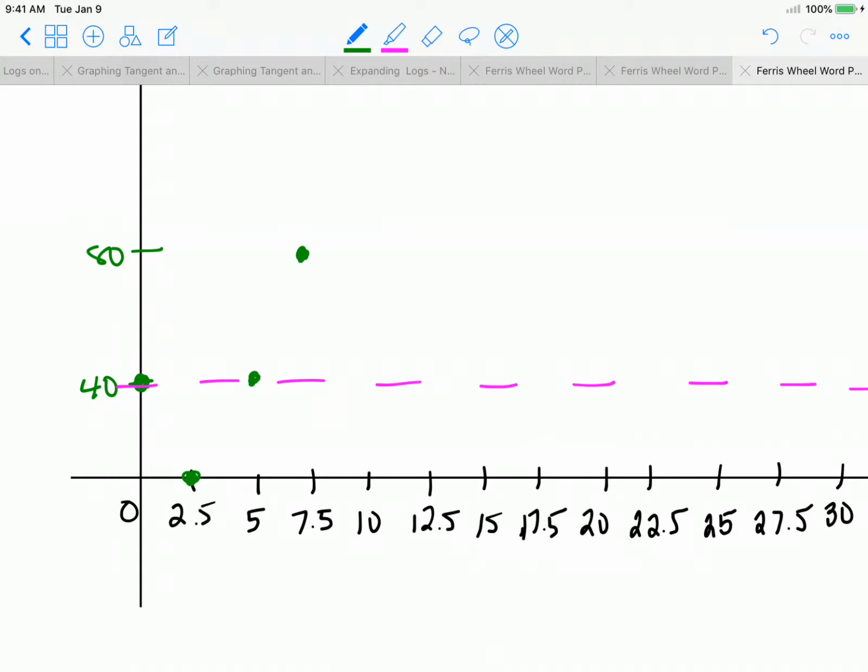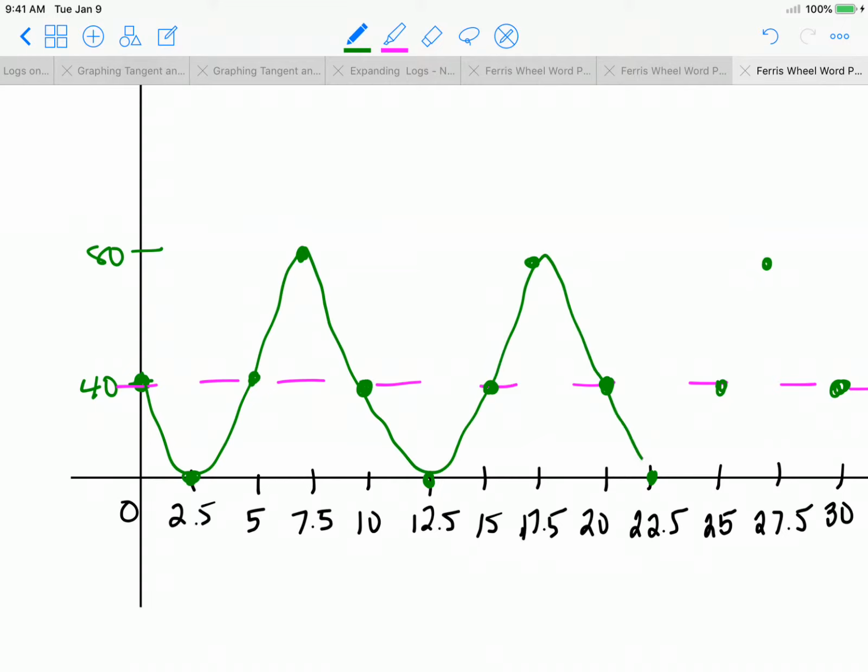Okay, so at 5, we're at our midline again. 7.5, we're at the very top. At 10, we're back at our midline, which is where we get on and off the ride. But we're going to go around again. 12.5, midline is 15. 17.5 is at the very top. 20. So then we get this wave 3 times around.